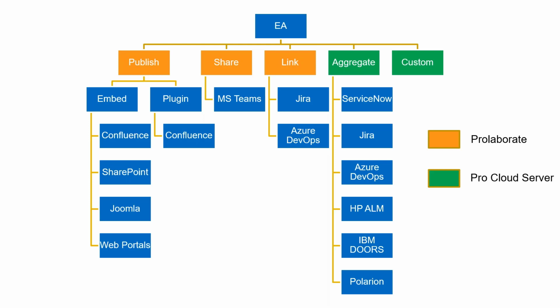There are various sets of tools where various kinds of use cases are there, and we are going to see how Prolaborate and Pro Cloud Server are solving these use cases, and how you can even get started with them. So on a high level, you can see five integration capabilities here. Let's see them one by one.